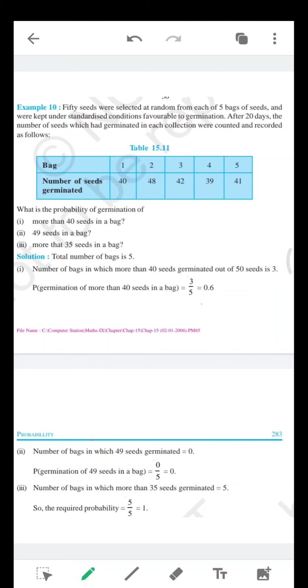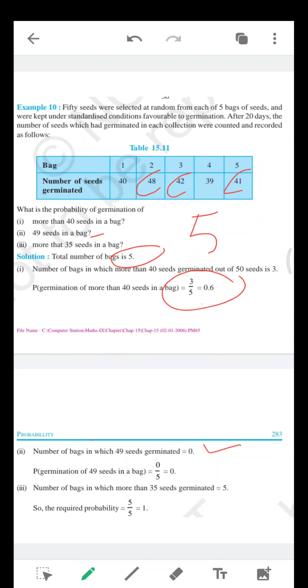How many bags have more than 40 seeds? Total bags are 5. Total 5 bags. More than 40 seeds, how many bags have? 1, 2, 3. 3 bags have more than 40 seeds, so our probability will be 3 by 5. The next one, 49 seeds in a bag, the second one. How many bags have 49? There is no bag which has 49, so 0 by 5, impossible.